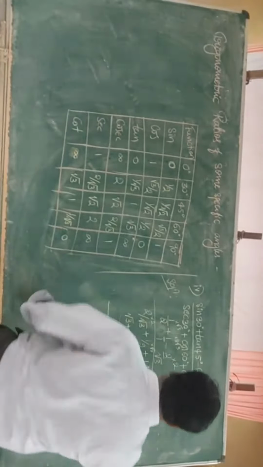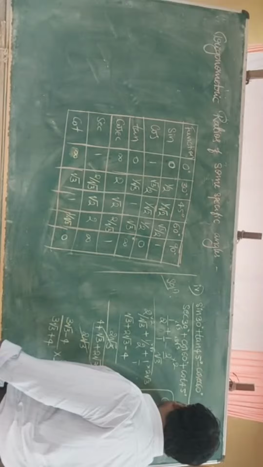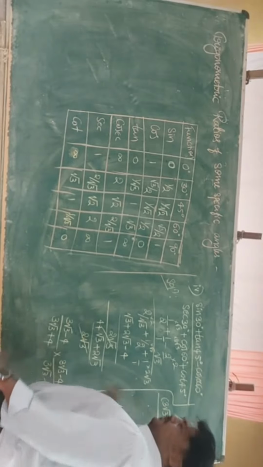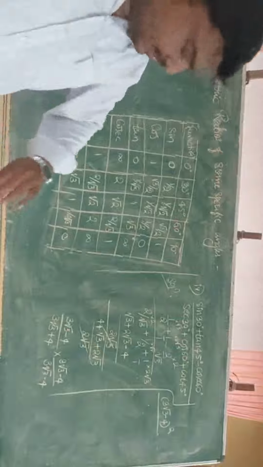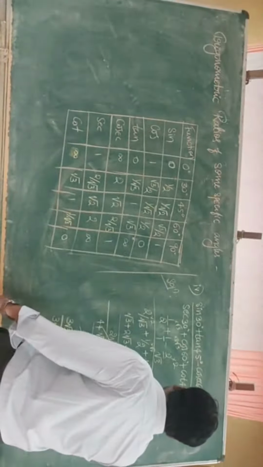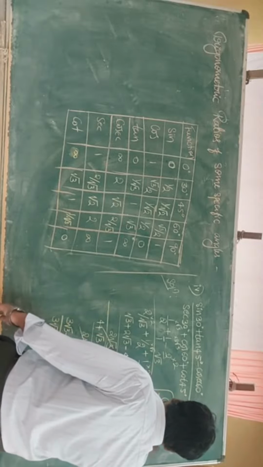So now numerator is 3 root 3 minus 4 whole square. Numerator: 3 root 3 minus 4 into 3 root 3 minus 4, 3 root 3 minus 4 whole square. And denominator: 3 root 3 plus 4 into 3 root 3 minus 4. A plus b into a minus b, so the expansion is a square minus b square. Am I right?